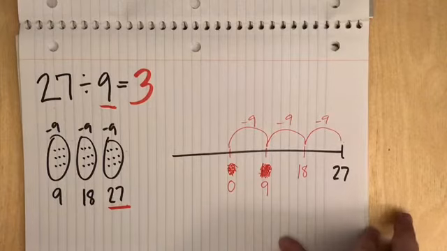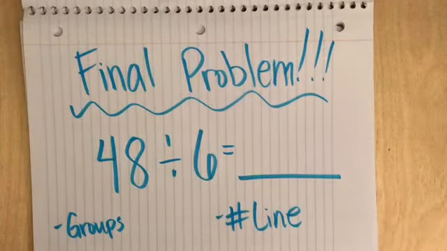We're ready for the final problem. Here's your final problem. We have 48 markers and we're putting 6 into each box. How many boxes are we going to need? So I want you to show me the answer to this problem by using groups and by using a number line.